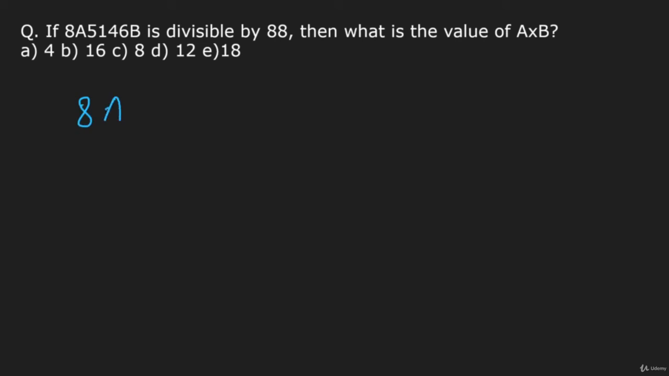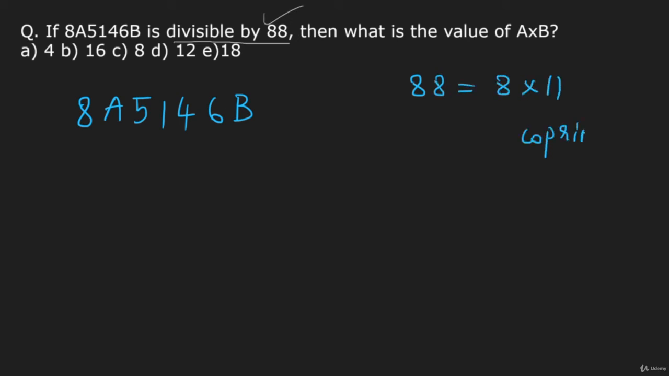The given number is 8A5146B, and we have seen that it's divisible by 88. That's what is given. Now 88 can be written as 8 into 11, and we observe that 8 and 11 are co-primes. So if the number is divisible by 88, it means that this number is divisible by 8 and this number is divisible by 11. We have learned that in the case of composite numbers, this is the rule applied to check for divisibility. Now let's start with 8.